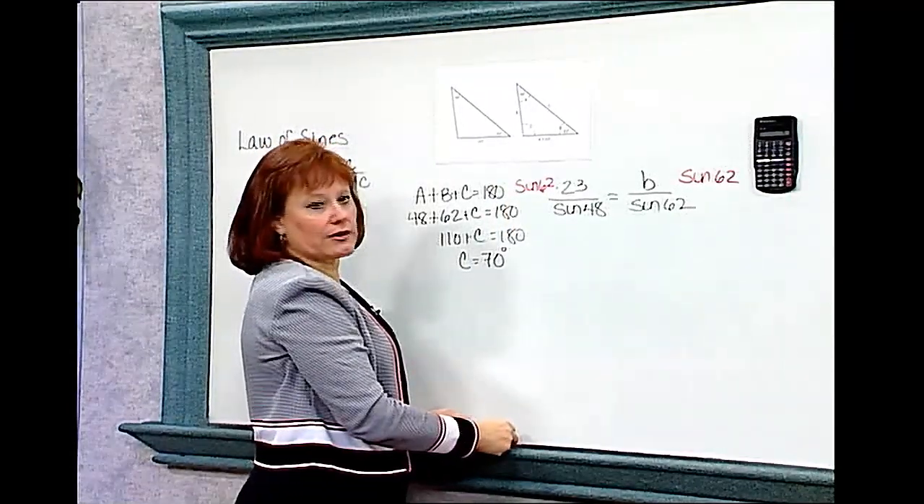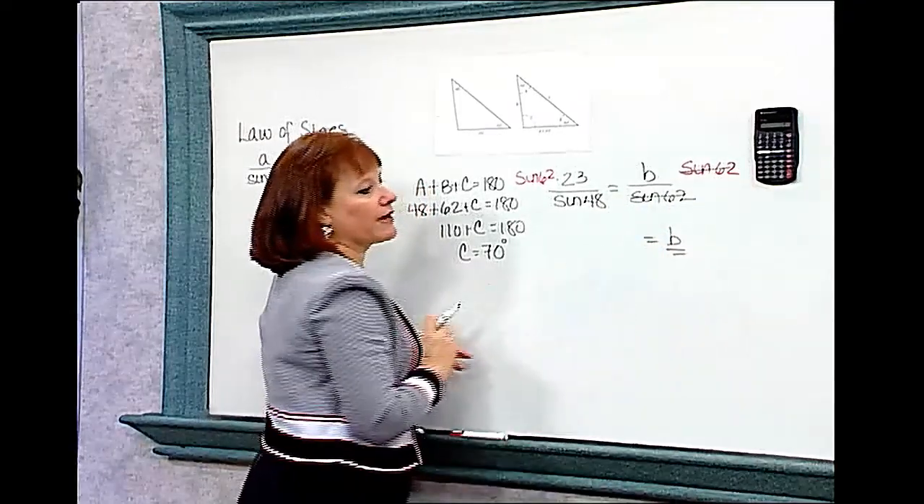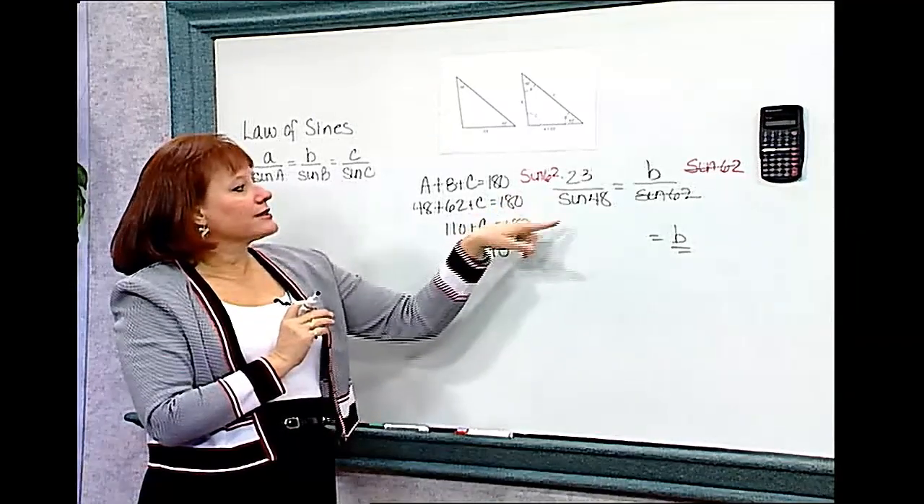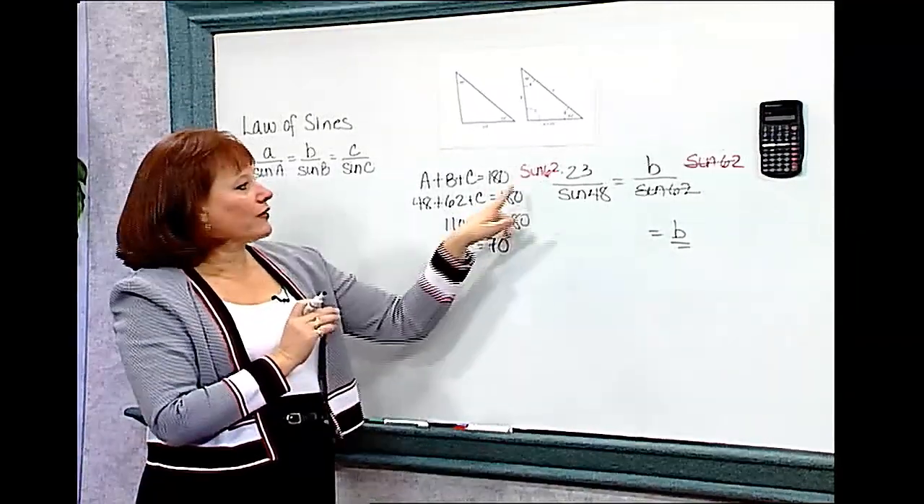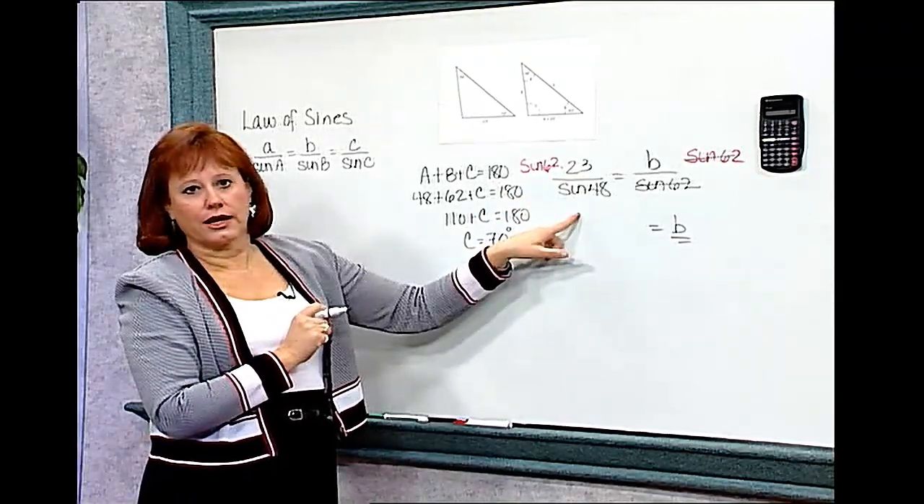On the right-hand side of the equation, the sines cancel out, and I'm left with only B, which is the side that I want to find. On the left-hand side of the equation, I can simply do this on my calculator. I've got the sine of 62 times 23 over the sine of 48.